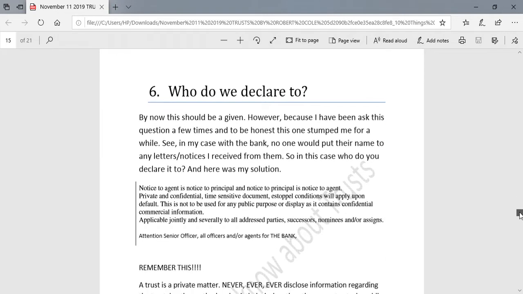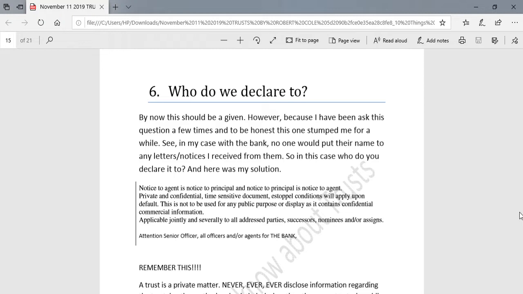6. Who do we declare to? By now this should be a given. However, because I have been asked this question a few times, and to be honest, this one stumped me for a while. See, in my case with the bank, no one would put their name to any letters or notices I received from them. So in this case, who do you declare it to? And here was my solution.